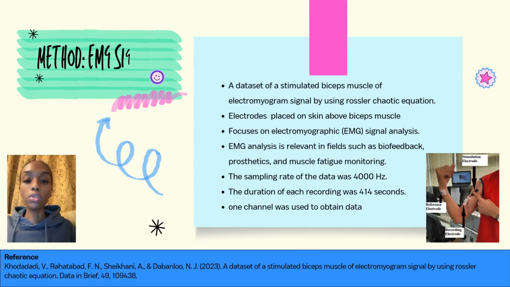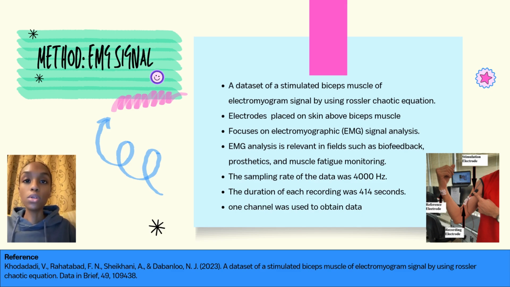And now we move on to the data set that we collected. The data we obtained from a research paper, a data set of a simulated bicep muscle electromyogram signal by using the Rossler chaotic equation, which focuses on EMG signal analysis specifically for studying muscle activity. The purpose of collecting these signals is to analyze the electrical activity generated by the muscle contractions, which is relevant in fields such as biofeedback, prosthetics, and muscle fatigue monitoring.